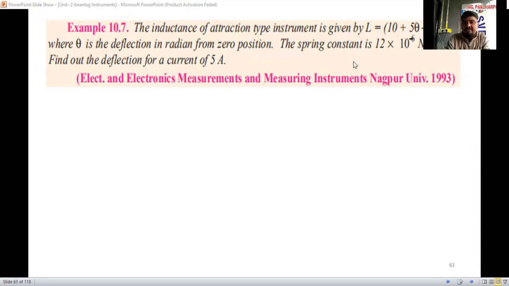The spring constant means which one? Spring constant is called K. So find out the deflection for a current of 5 ampere. The current I is given, K is given, L is given. You have to calculate the theta value. So I will write here the K value is given. Just a minute, I will connect the pad.